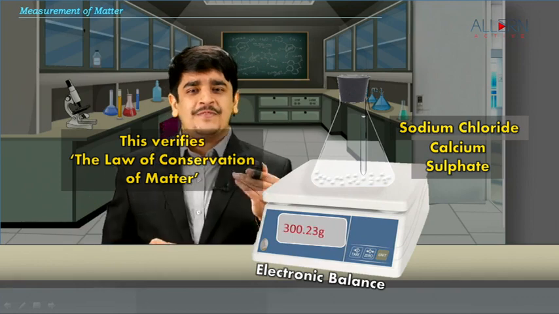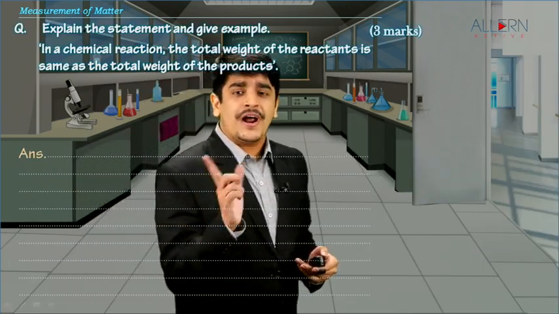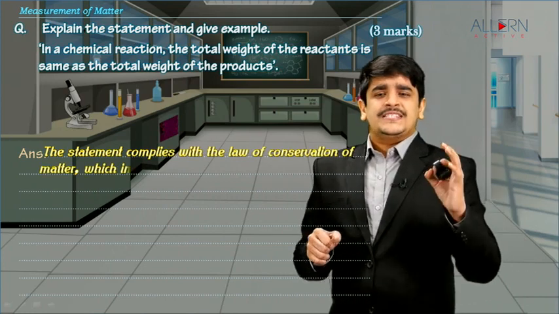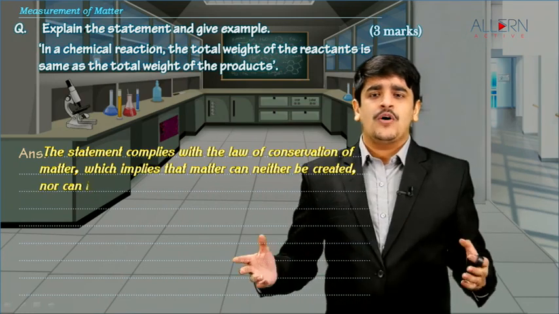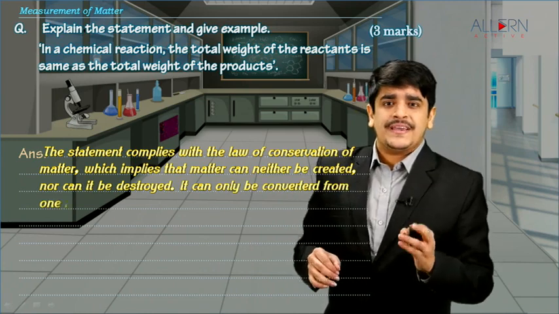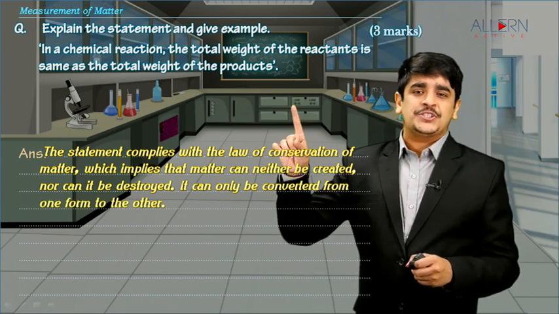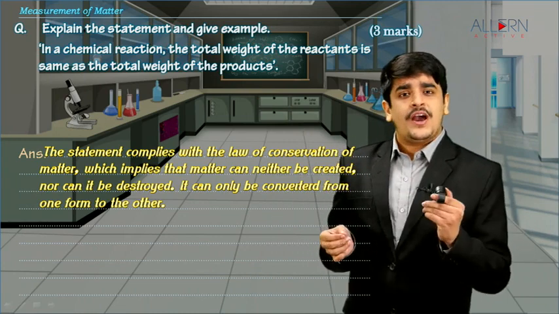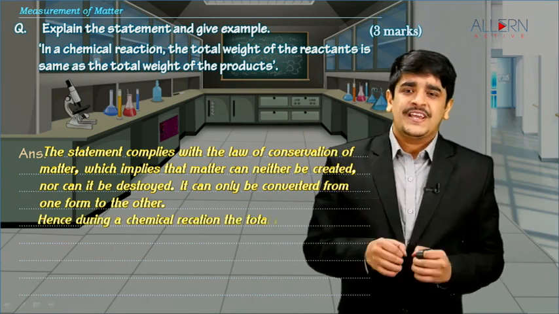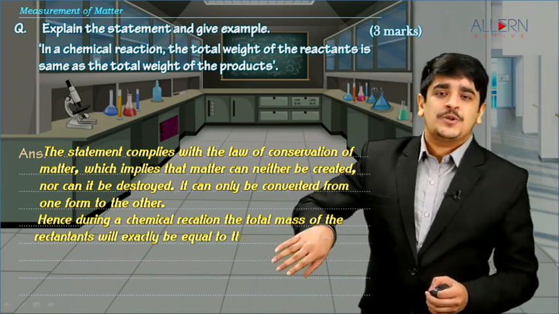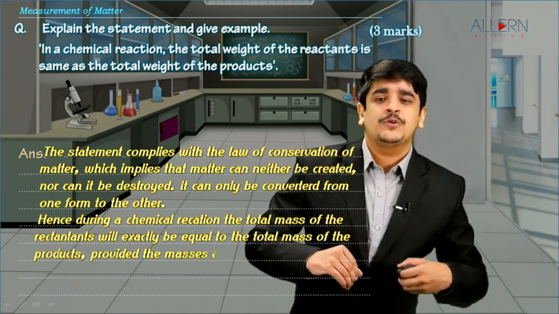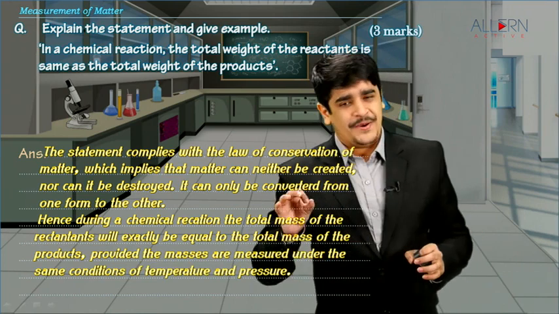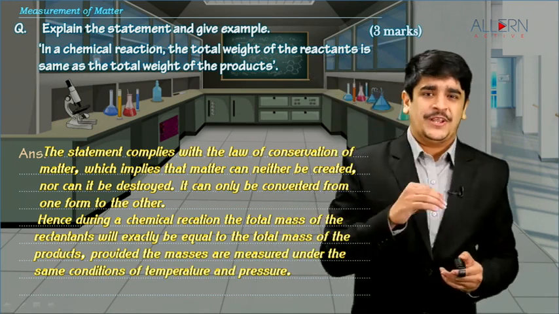So now is the time that we write it down with respect to understanding the statement which has been present over here. Let's begin. The statement basically complies with the law of conservation of matter, which implies that matter can neither be created nor destroyed. It can only be converted from one form to the other. Another way to say it is, during a chemical reaction, the total mass of the reactants is exactly equal to the total mass of the products, provided the masses are measured under the same conditions of temperature and pressure.